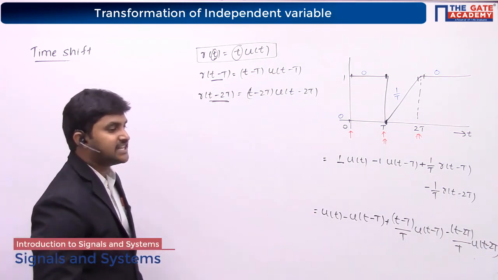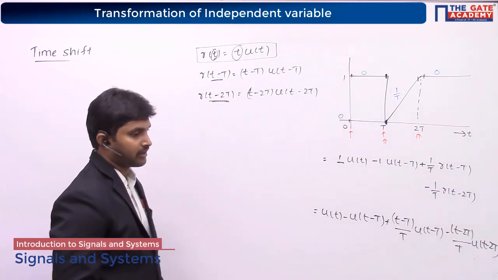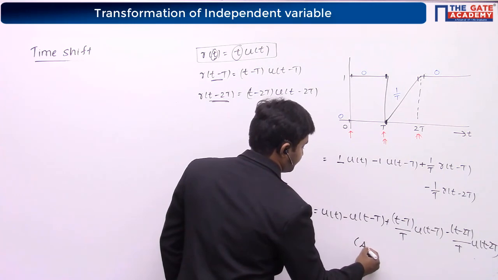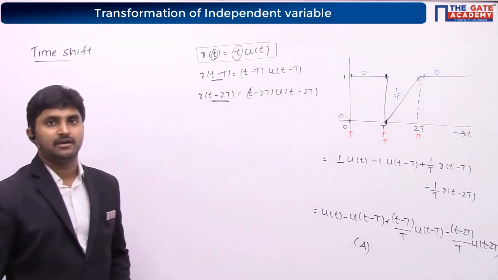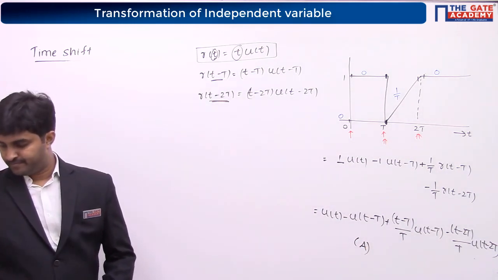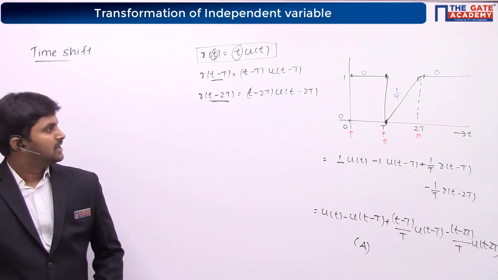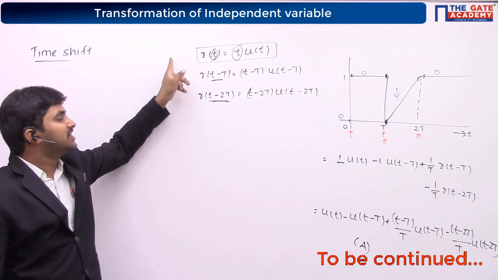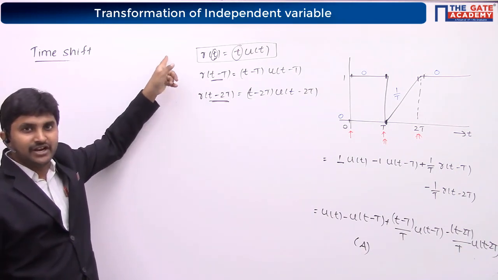So what is the right answer? The only correct answer we have in the options is A. So this relation is the key. Without this relation, it's very difficult to answer this question.